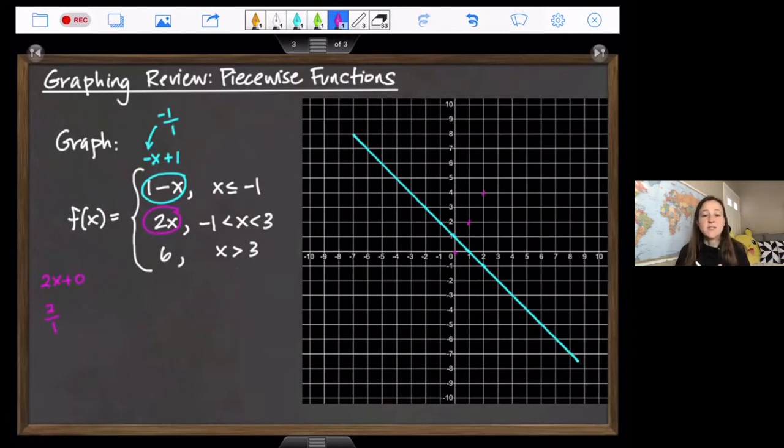If we wanted to, we could go down 2 and to the left 1. So down 2 to the left 1, down 2 to the left 1. And then again, we're going to fill that in with a straight line.